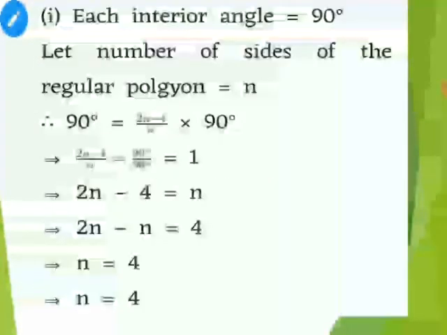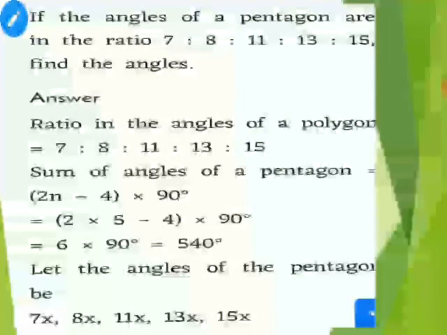Now next question is: if the angles of a pentagon are in the ratio of 7 is to 8 is to 11 is to 13 is to 15, find the angles. So we have five angles in ratio. They are 7 is to 8 is to 11 is to 13 is to 15. So let us consider each angle. When angles are given in ratio, then we will consider the angles by associating a variable with it. So the first angle will be 7x, second angle will be 8x, third angle will be 11x, fourth angle will be 13x, and fifth angle will be 15x.